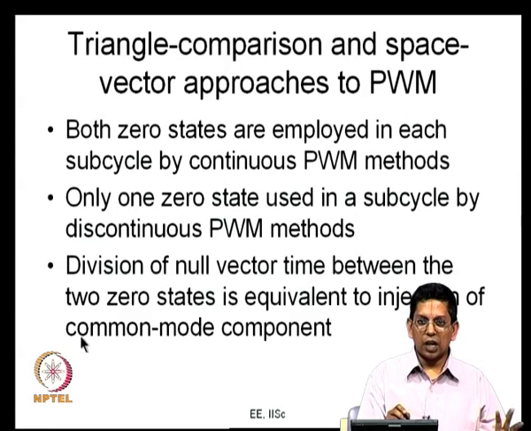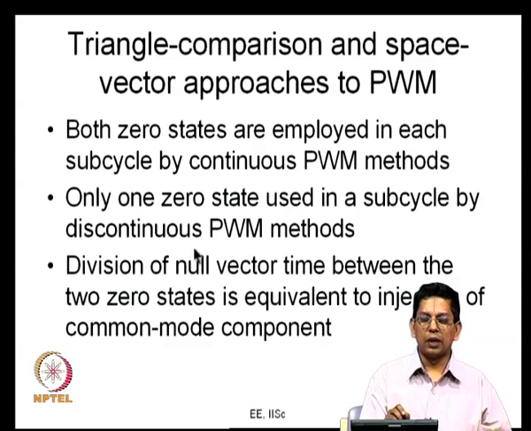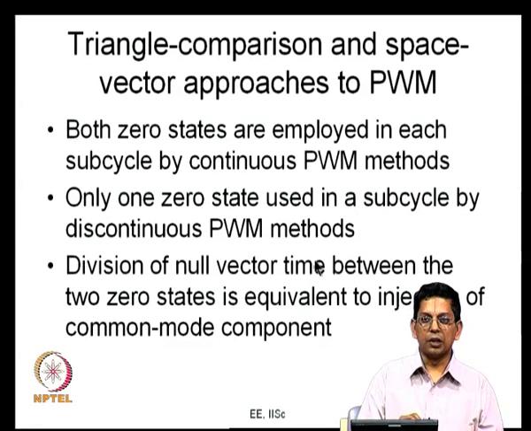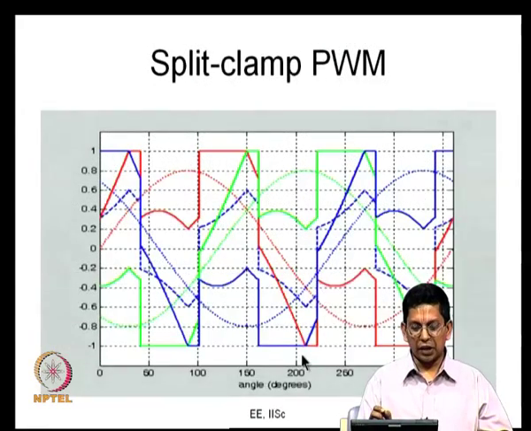And with third harmonic, both the 0 states are applied. You consider third harmonic injection with k equals 1 by 4, then you get a situation where both the 0 states are applied more or less for equal durations of time. On the other hand, if you look at the bus clamping PWM method, the discontinuous PWM method, you will find that there is only one 0 state used in a subcycle. So, what you really see here is the division of null vector time between the 2 0 states. This is what changes. How long you are applying 0, how long you are applying 7, and that is equivalent to whatever common mode is being injected.